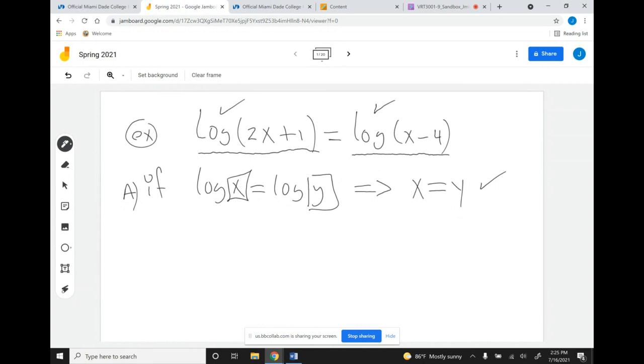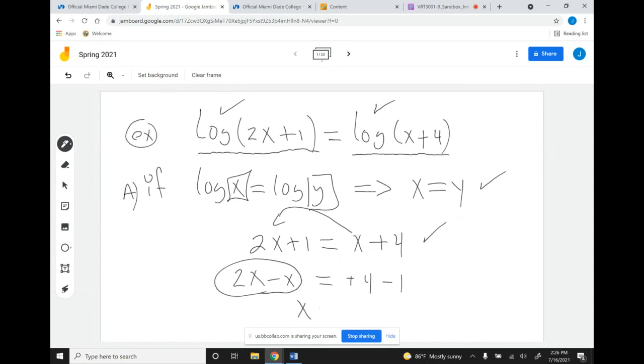And then you solve for x or whatever. But in the example that I'm doing now, the argument 2x plus 1 should equal the other argument. So now all I have to do is solve for x. I'm going to move this x over, and this 1, I'm going to move over to the other side. In fact, let me make this a plus. So here you get x equals 3.